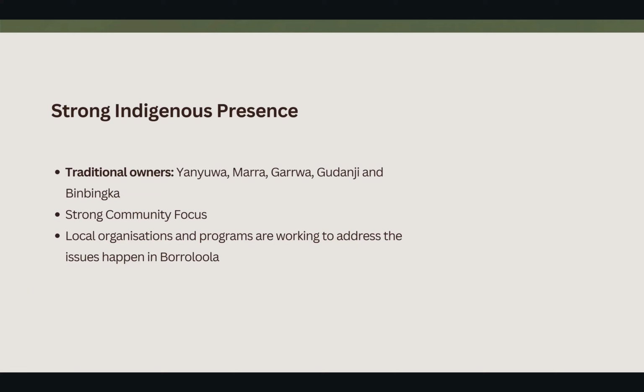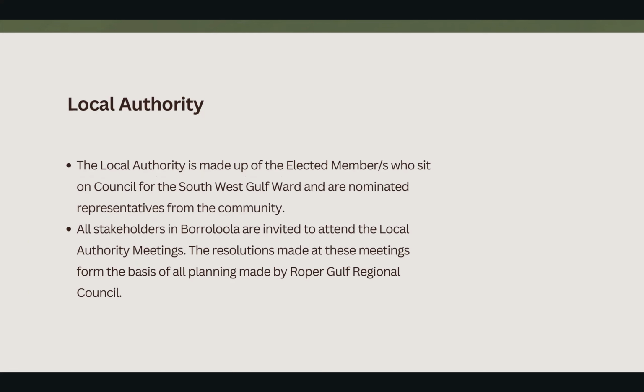The Borroloola local authority is made up of elected members and community representatives. They work closely with the Roper Gulf Regional Council and play a crucial role in the decision-making process, while all stakeholders are invited to join meetings and voice their concerns. The community-led government should be central to any design or development proposal.